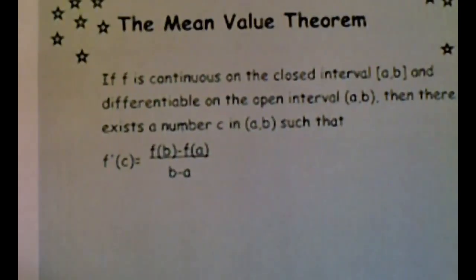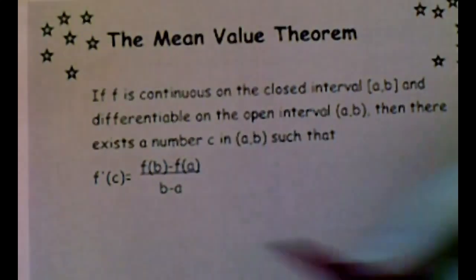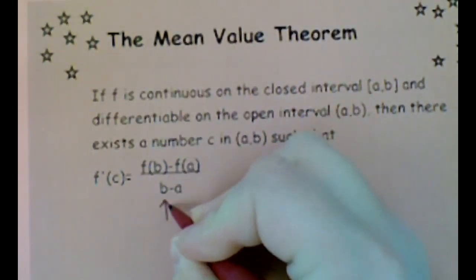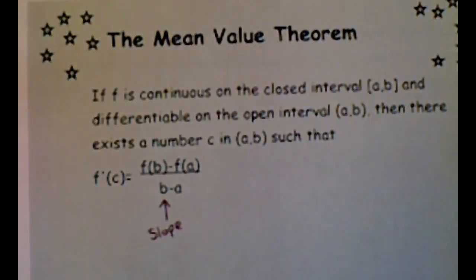Now we're going to talk about something called the mean value theorem. Notice the stars, it is very important. If f is continuous on the closed interval a to b and differentiable on the open interval a to b, so it's continuous and differentiable, then there exists a number c in a to b such that f prime of c equals f of b minus f of a over b minus a. Remember, this is slope. And slope is an average rate of change.